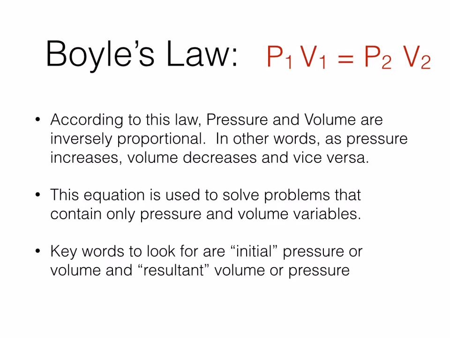This equation is very important to us, especially when we only have two variables. It is often used to solve problems that only have variables of pressure and volume. When solving these types of problems, look for keywords such as initial pressure or initial volume. Essentially, that's your P1 and your V1. The other item is to look for words like resultant or final volume or pressure, because that's going to be your V2 or your P2.